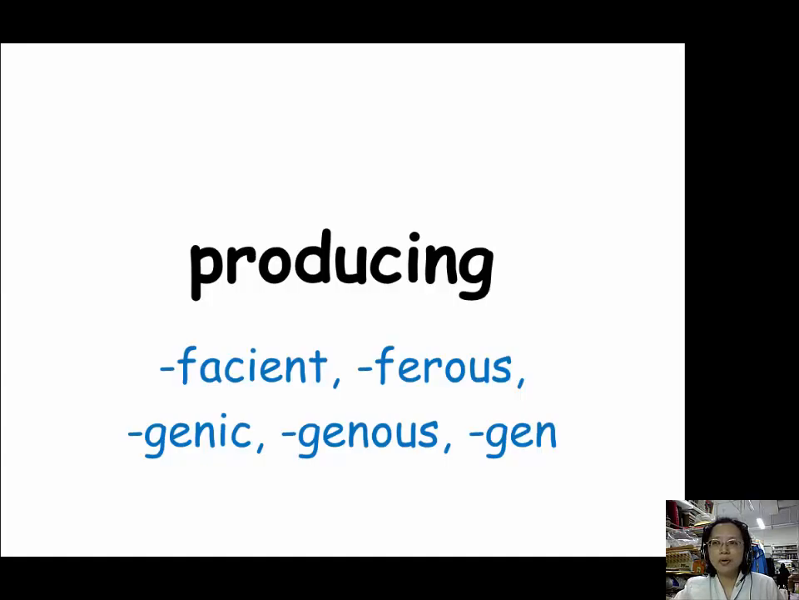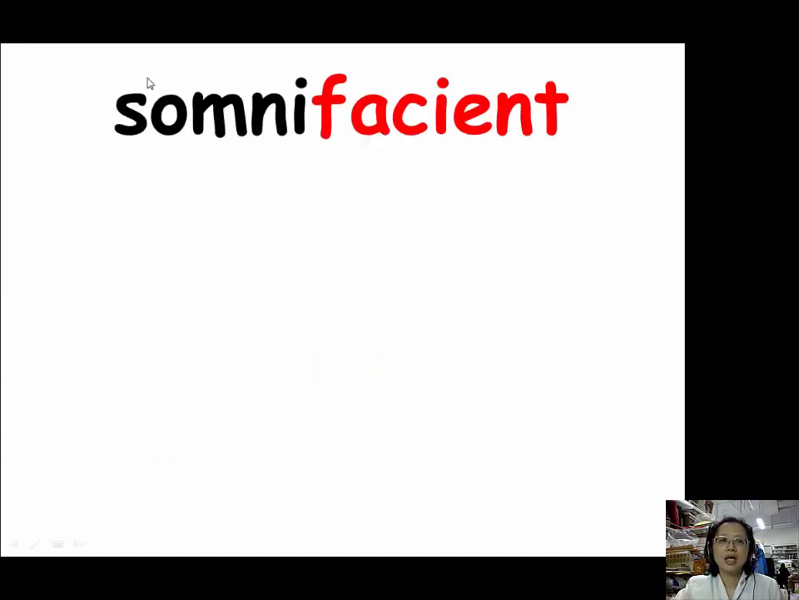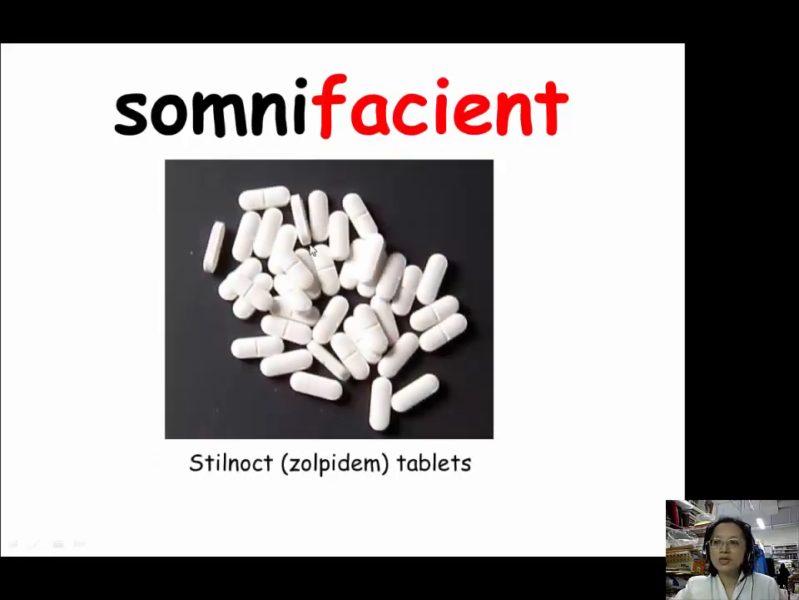Let's see our example. First one, facient. Our example is somnifacient. Somnifacient refers to things that induce sleep, like we show in this picture, this medicine, zolpidem. It is an agent that can induce sleep. When you are suffering from insomnia, you can take zolpidem and it will help you go to sleep. So zolpidem is somnifacient.